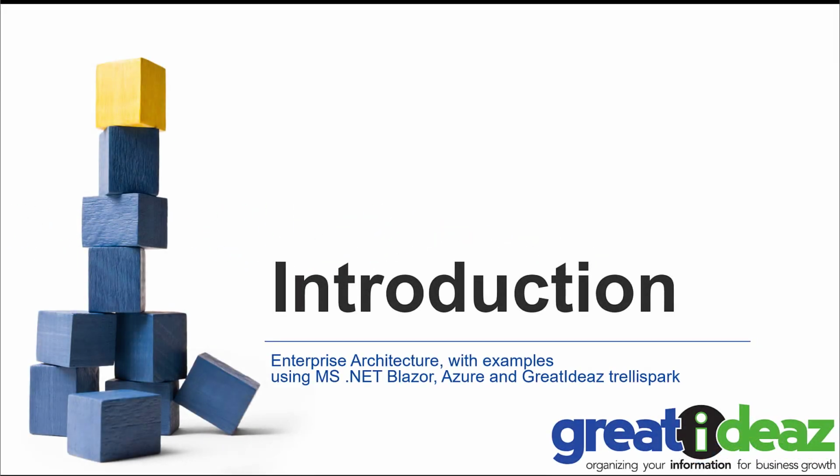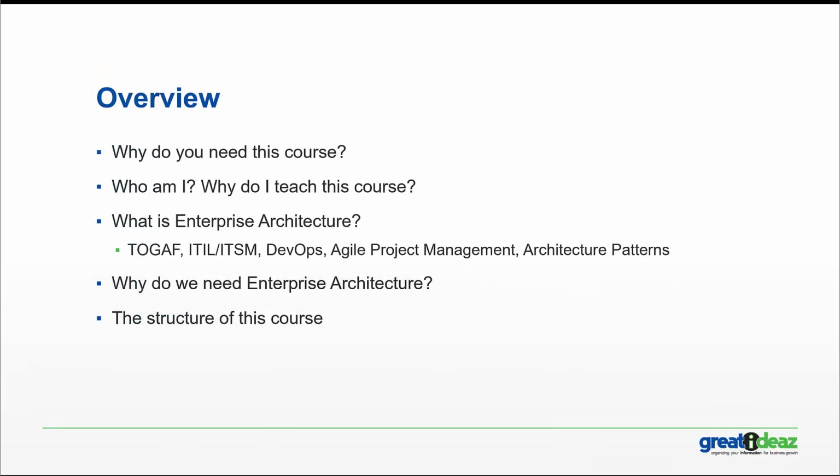This video is an introduction into a sequence of video tutorials entitled Enterprise Architecture with Examples using Microsoft .NET Blazor, Azure and Great Ideas Trellis Spark. During this introduction, we're intending to cover 5 main topics. Initially, why do you need this course? Who am I and why do I teach this course? What enterprise architecture is all about and why we need it, and finally we will discuss the structure of the course and the other videos in the series.